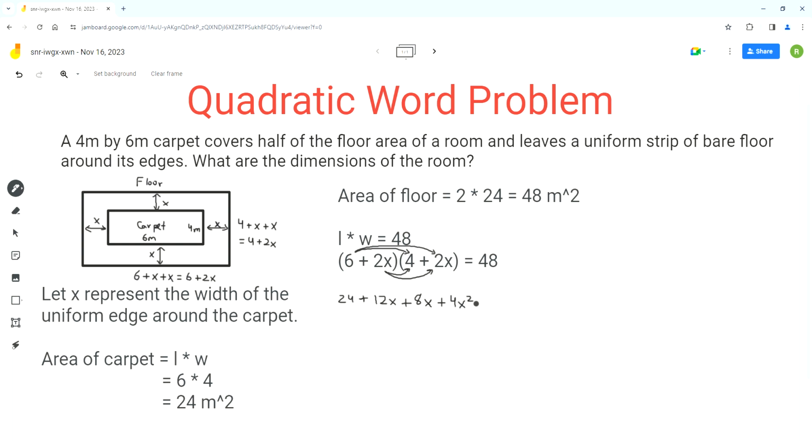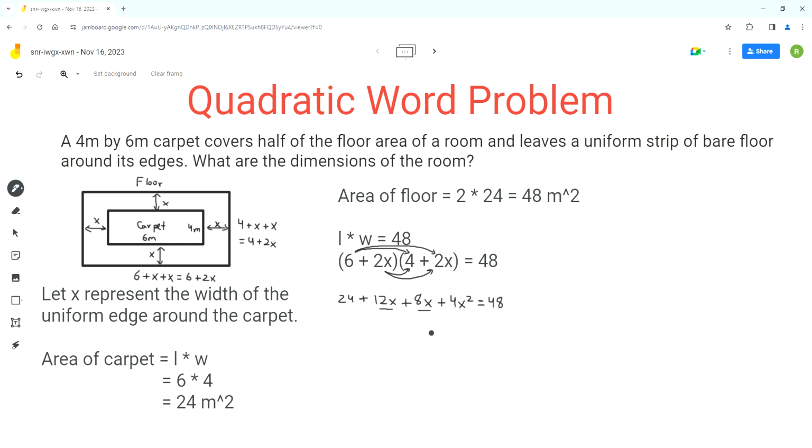And on the other side, we still have the 48. We cannot do anything on the right side of this equation. Now we can identify the like terms in this equation. So 12x and 8x are like terms.